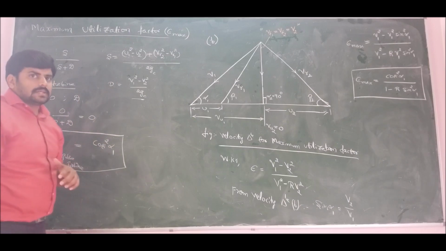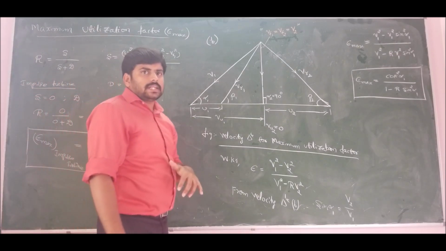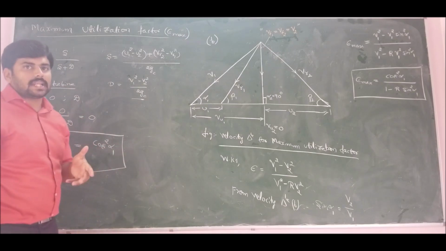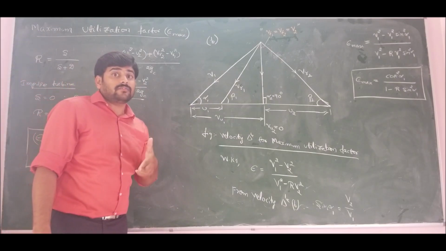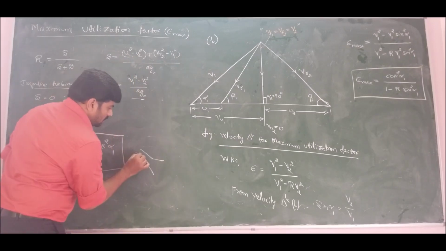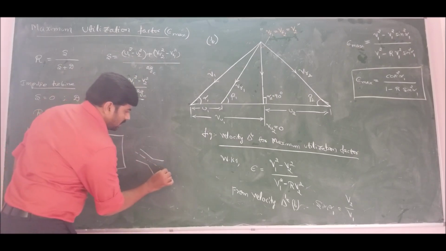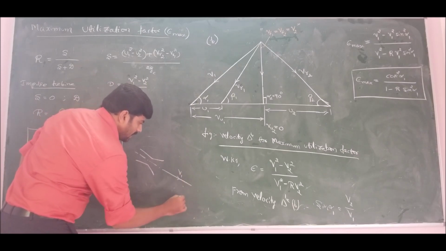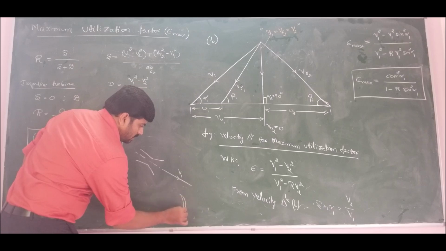V1 is nothing but the absolute velocity of the working fluid at inlet, inclined at angle alpha 1, the nozzle angle. Alpha 1 is nothing but the nozzle angle at entry. That is entry for the blade, not the entry for the nozzle, for specifying the velocities. So this is V1, and let us consider I have a vane.